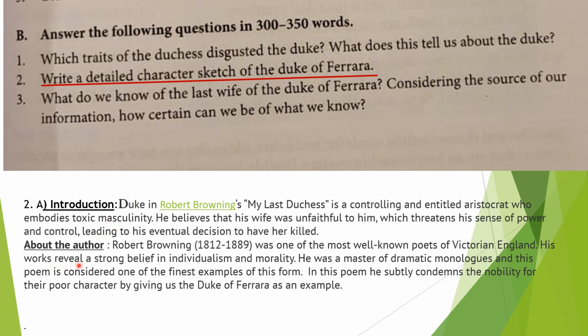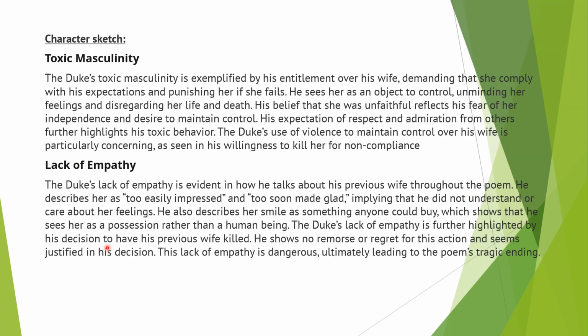Anything you can write. Then about the author, you all know about Robert Browning, you have to write. In the introduction, in the first slide, you have already learnt about Robert Browning. Dates are very, very important: 1812 to 1889, and he is one of the most well-known poets of Victorian England. Okay, this you can write. Next, you can write the character sketch, the actual answer.